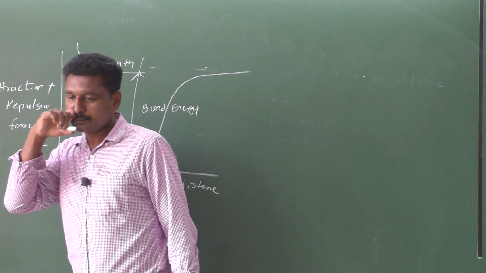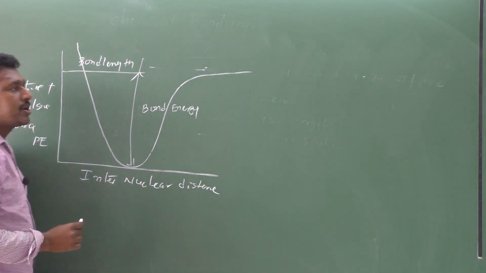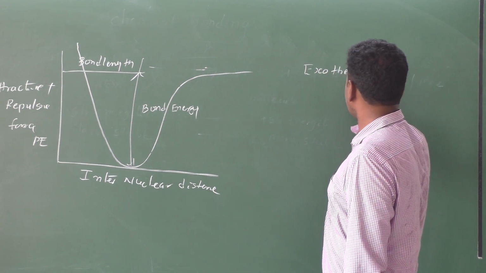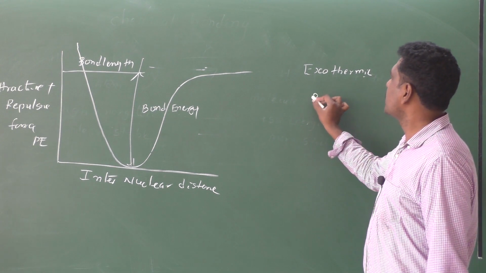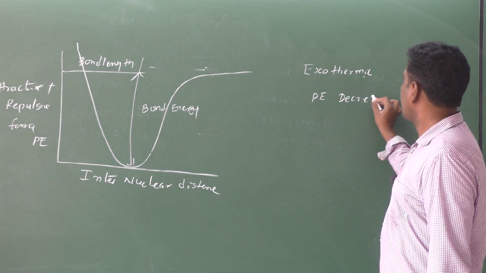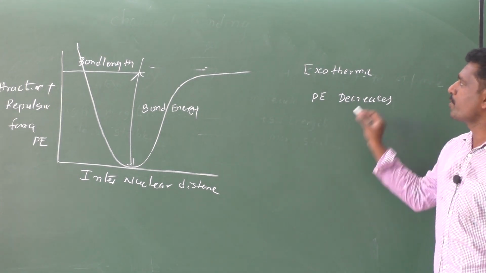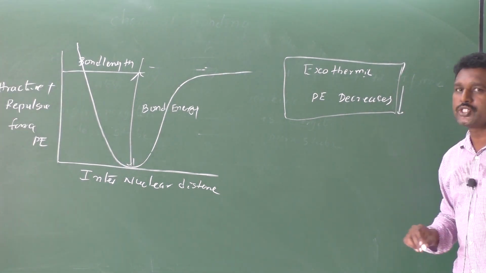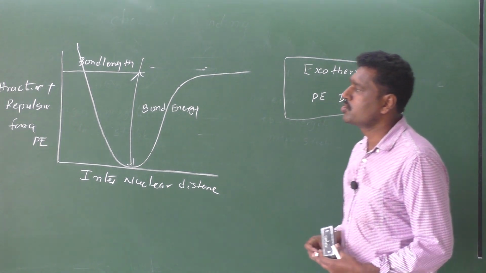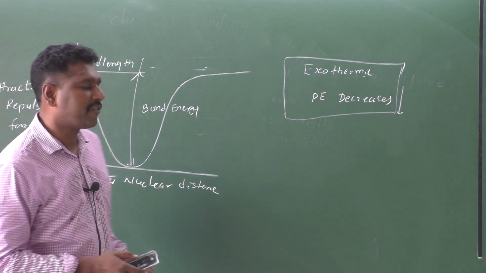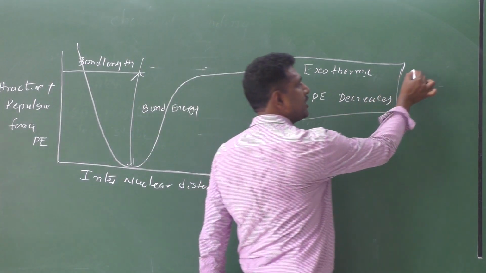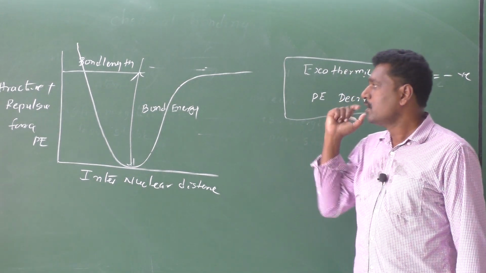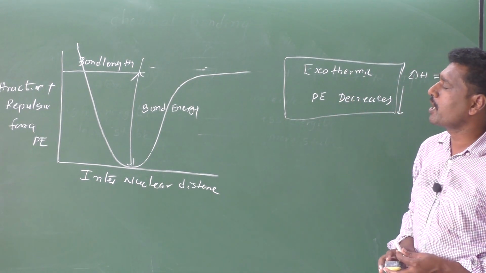So here the formation of chemical bonding is an exothermic reaction, and also potential energy decreases. You just need to remember these two points: chemical bond formation is exothermic and potential energy decreases. Exothermic means the delta H value is negative. Therefore, this is the formation of chemical bond.